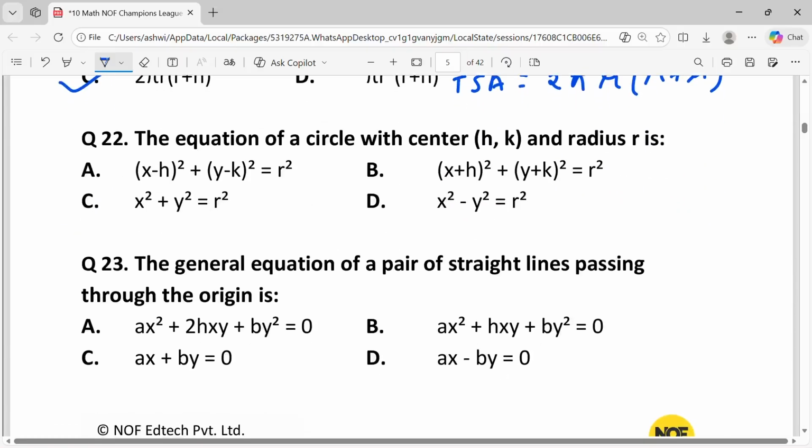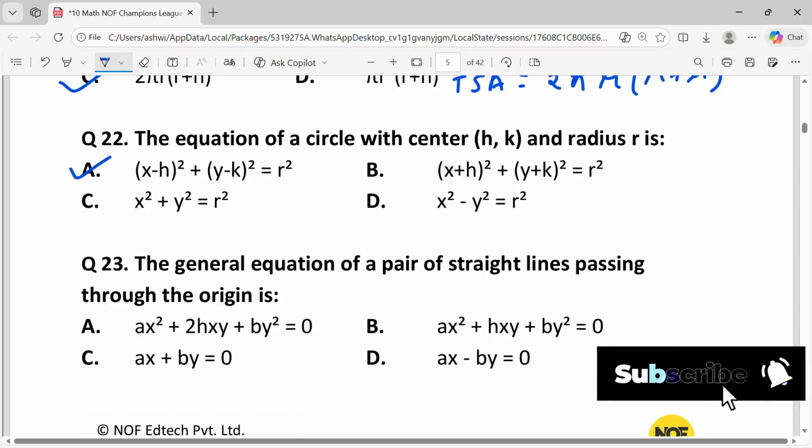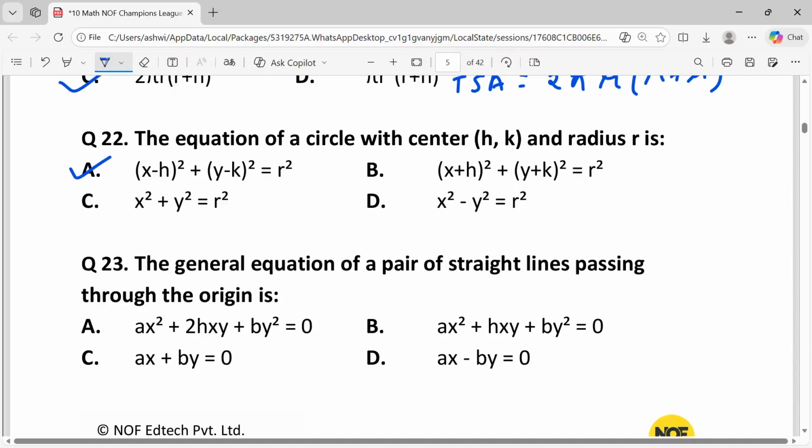Question 22. The equation of a circle with center h, k and radius r is. The answer is A. x minus h whole square plus y minus k whole square is equal to r square. The standard form of the equation of a circle with center h, k and radius r is derived from the distance formula, where every point x, y on the circle is at a distance r from the center.